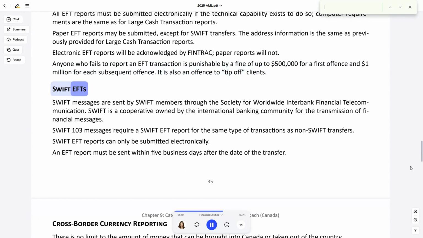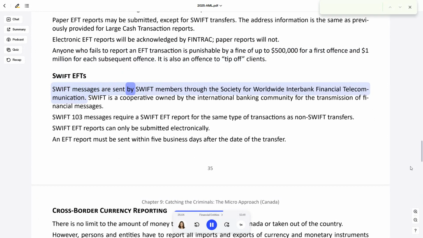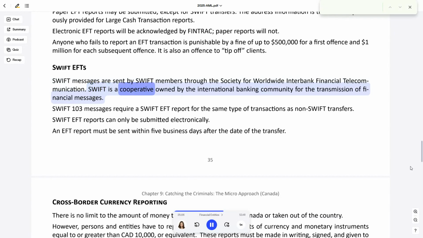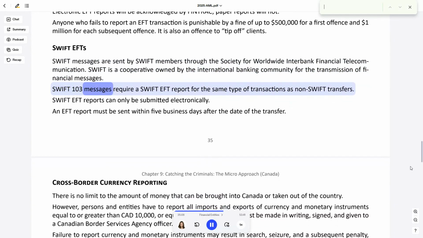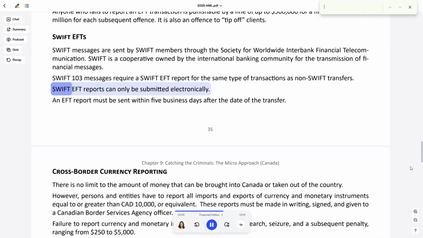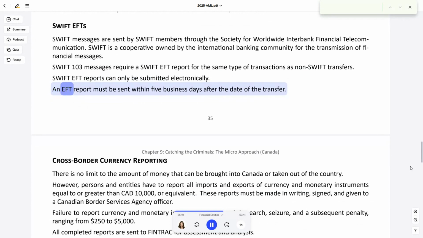SWIFT EFTs. SWIFT messages are sent by SWIFT members through the Society for Worldwide Interbank Financial Telecommunication. SWIFT is a cooperative owned by the international banking community for the transmission of financial messages. SWIFT 103 messages require a SWIFT EFT report for the same type of transactions as non-SWIFT transfers. SWIFT EFT reports can only be submitted electronically. An EFT report must be sent within 5 business days after the date of the transfer.